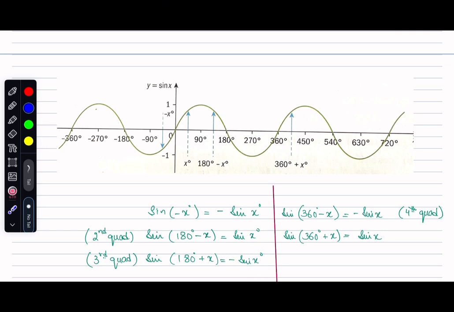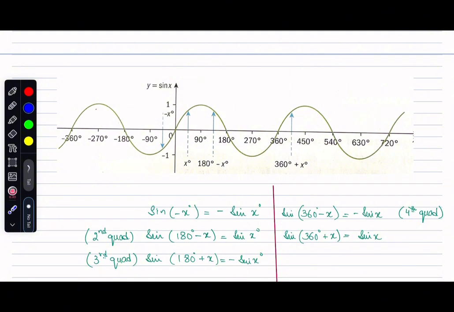The values are the same, it's just that the sign will be negative here. Sine of 360 minus x, meaning we are talking about the fourth quadrant from 270 to 360 degrees, and again the sine curve has negative values. Therefore, the sign which should be assigned to the sine curve should be negative here. So sine of 360 minus x shall be equal to negative sine of x.